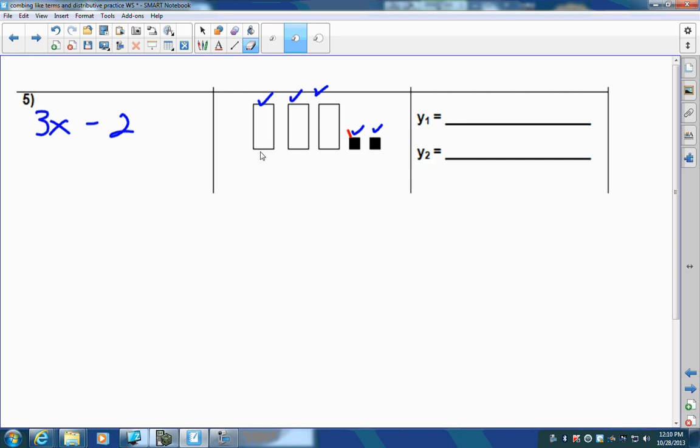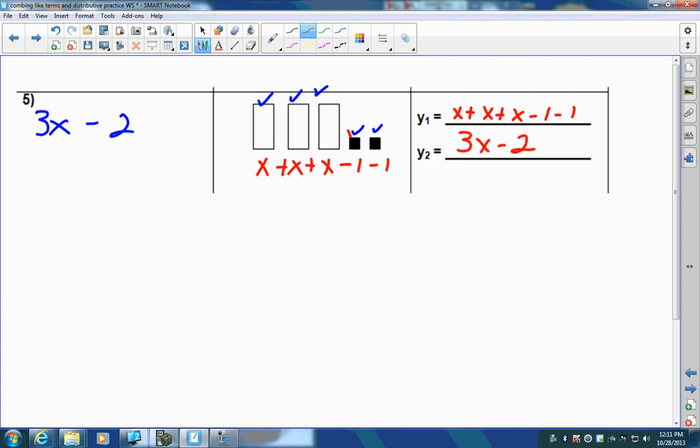Okay? Another way that this could have been written in an unsimplified way, maybe they wrote x plus x plus x minus 1 minus 1. That means the same thing, right? So maybe that's what they wrote at first. So if we'd gone to check it, we could have put x plus x minus 1 minus 1. Whew, that's 1, 2, 3, 4, 5. That's 5 terms. And then when I simplify it, I go down to 3x minus 2.